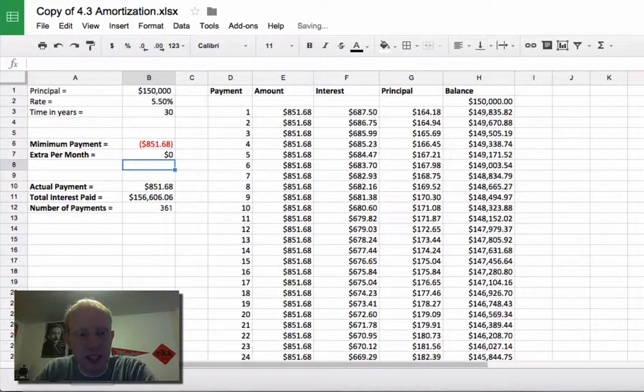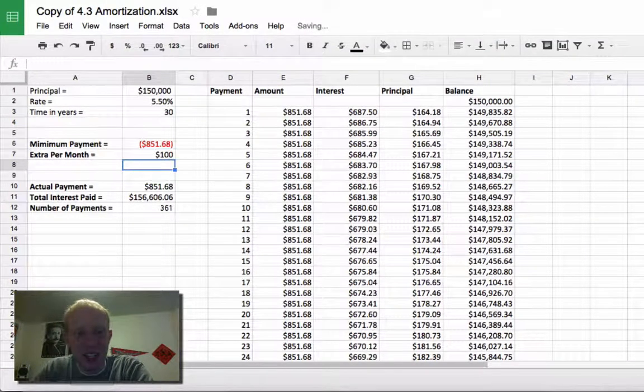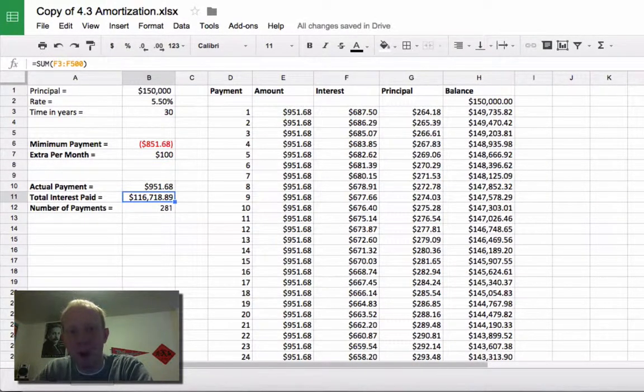we're paying, let's see, we'd have an $851 payment. You're paying $156,000 in interest, which is more than the principal of the loan. Okay, so adding $100 extra per month on this one saves you a ton of money. Okay, $40,000 in interest. Okay, so again, it's huge.